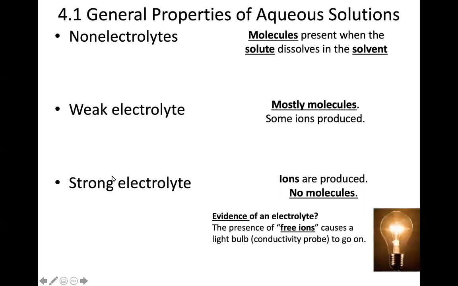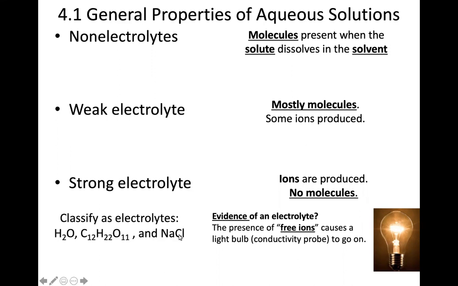Now we have a way to test whether something is an electrolyte or not. We can use what's called a free ion detector. We've got a probe that, when it goes into the water, if there are ions there free to move about, the light bulb goes on. This would be called a conductivity probe. We don't really have to worry about the mechanism for how it's working, but we can just know that when the light bulb goes on with a conductivity probe, it's telling us that we have free ions in the solution.